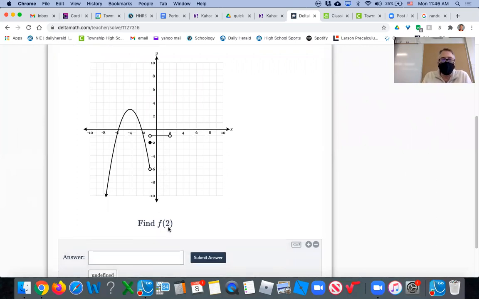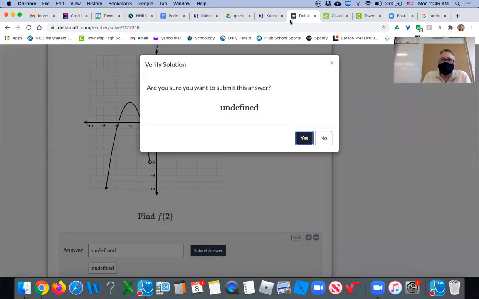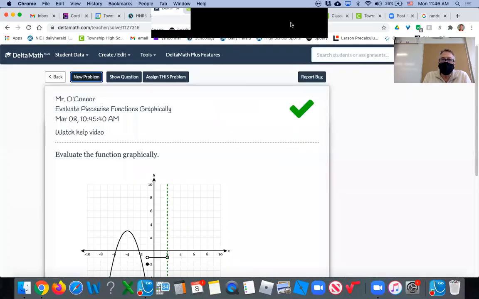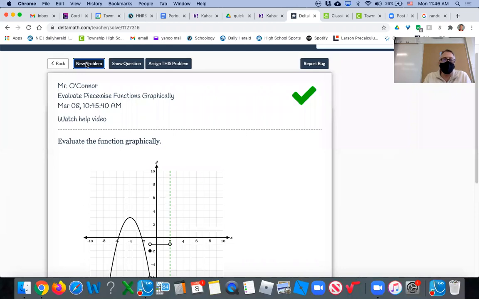f of 2 means for an input of 2, what is the output? So I come over here for an input of 2. The output is actually an open circle right here, which means that function is undefined at that point. So that function is undefined because there is no output. See, notice the vertical line here, okay? All right, let's try a bunch of these here.